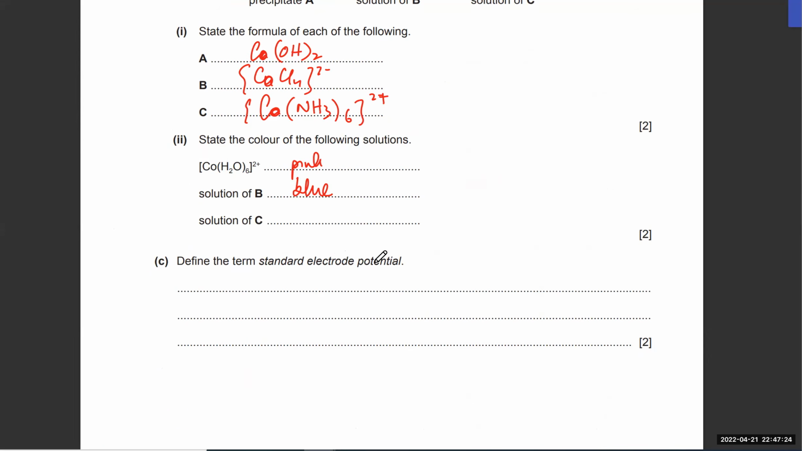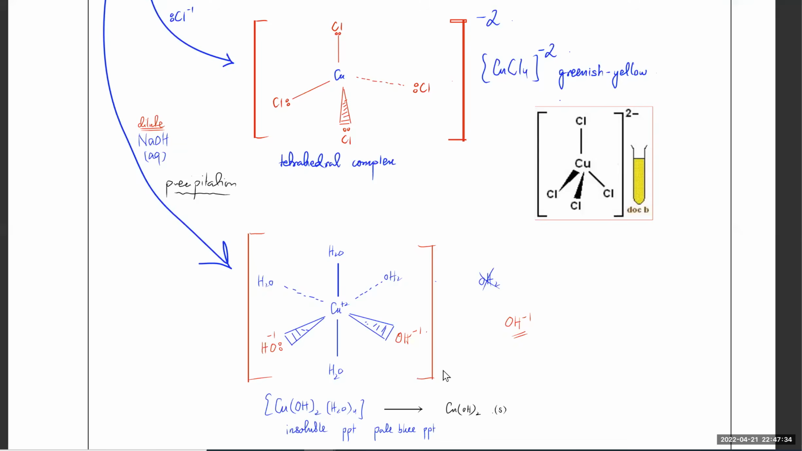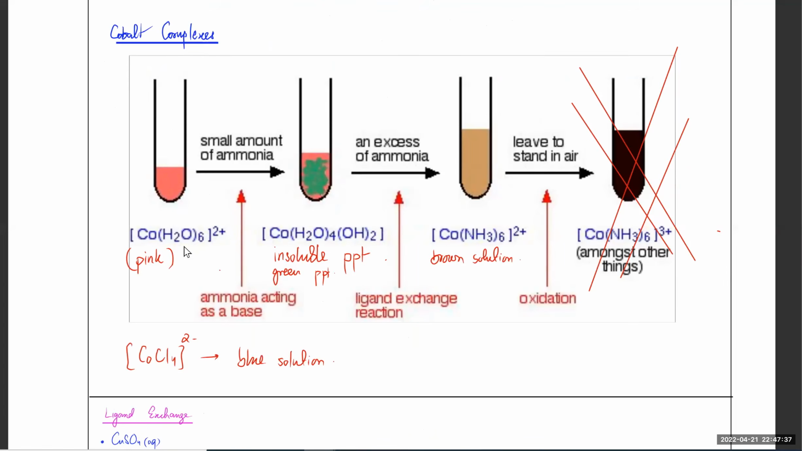Sir, one minute, the A we did, cobalt hydroxide, shouldn't that be green? No, not hydroxide, it's cobalt with water. Cobalt with water is pink. Okay, right. When you add OH ions, just like copper where you get a blue precipitate, over here you get a green precipitate. When you add excess ammonia, you get a brown solution. With copper you get a deep blue solution. CoCl4 is a blue solution. CuCl4 is a yellow solution, greenish yellow solution.